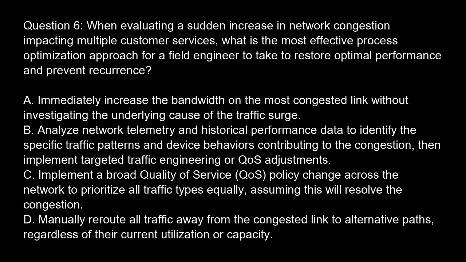Option B. Analyze network telemetry and historical performance data to identify the specific traffic patterns and device behaviors contributing to the congestion, then implement targeted traffic engineering or CoS adjustments. Option C. Implement a broad quality of service (CoS) policy change across the network to prioritize all traffic types equally, assuming this will resolve the congestion. Option D. Manually reroute all traffic away from the congested link to alternative paths, regardless of their current utilization or capacity.